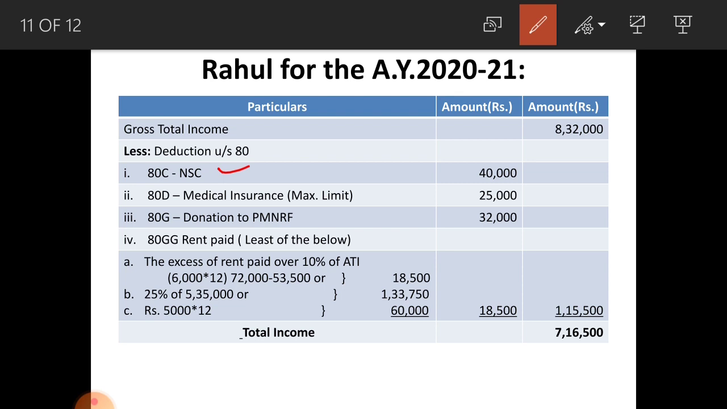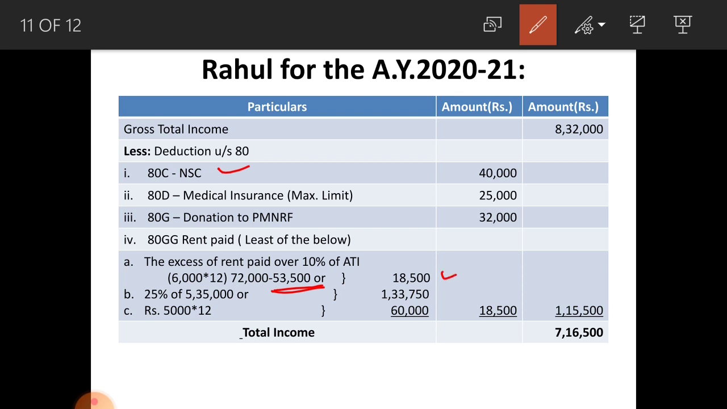Listen carefully. Here adjusted total income is 5,35,000. 10% of that 5,35,000 is 53,500. When you deduct that amount from 72,000, that is 6,000 rupees per month, for 12 months that amounts to rupees 72,000, you get 18,500 as excess of rent paid over 10% of adjusted total income. So the excess rent paid is 18,500.